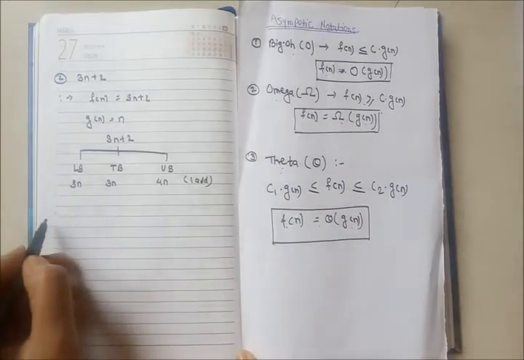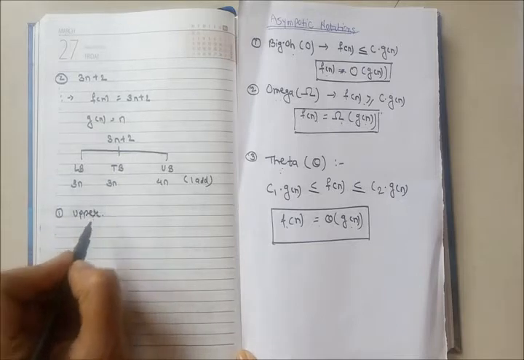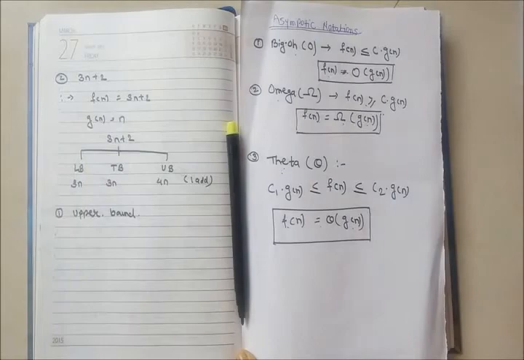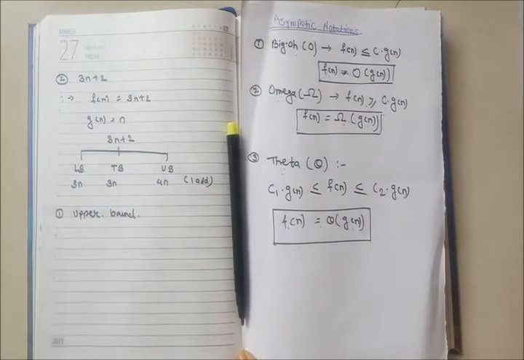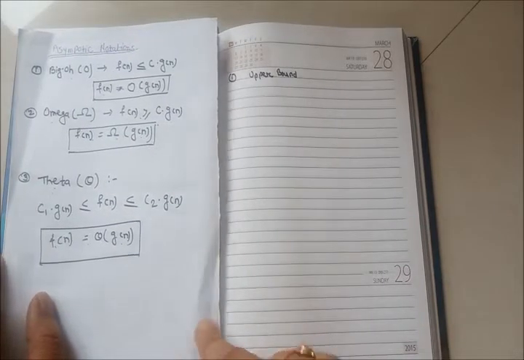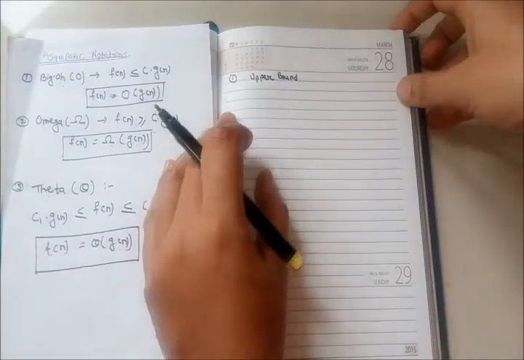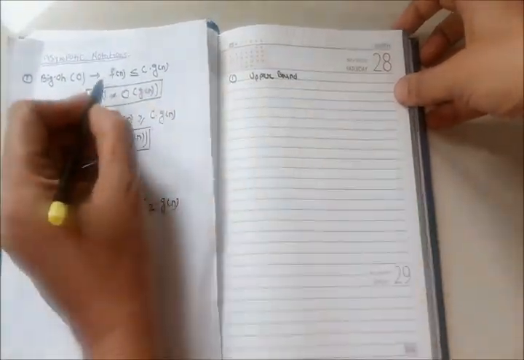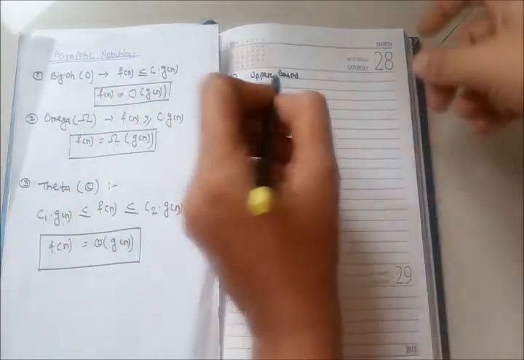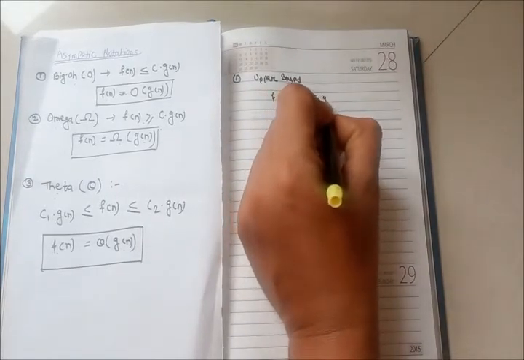Fine. So first we have to calculate the upper bound. So here we are calculating the first type of asymptotic notation, that is the upper bound. What is the equation of the upper bound? It is f of n is less than or equal to c into g of n.